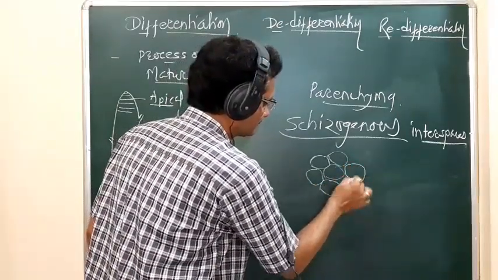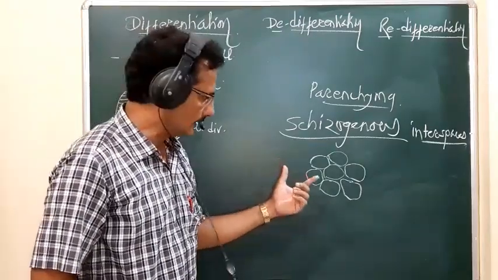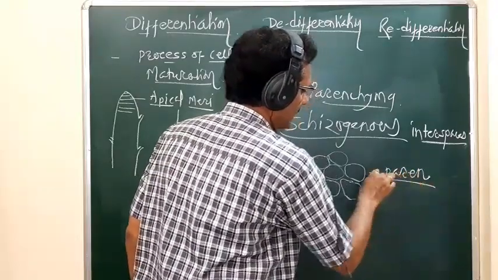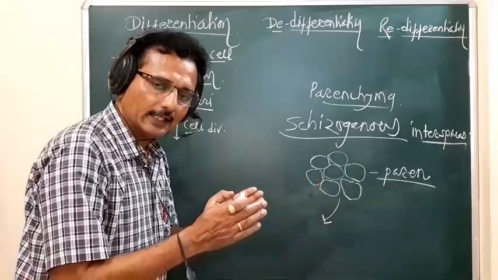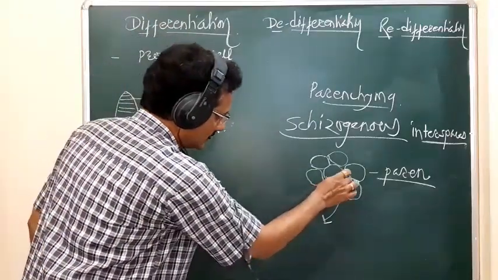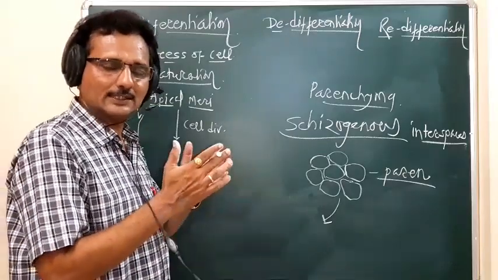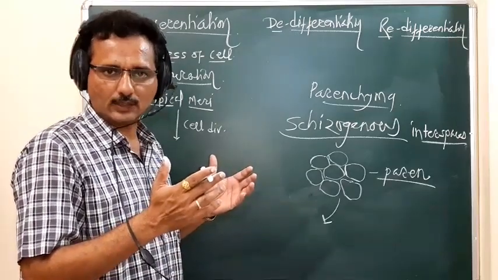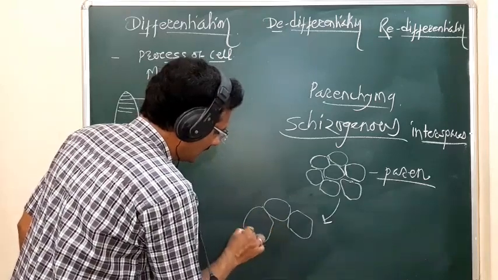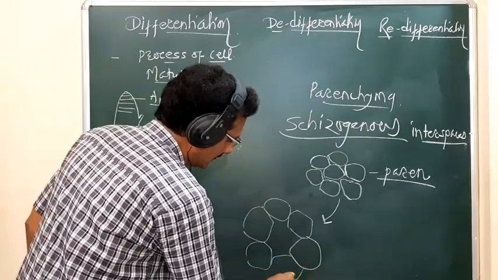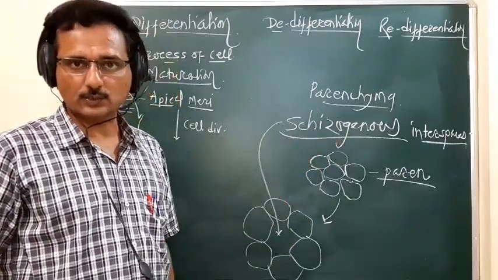But what happens, student? There is a formation of the schizogenous interspaces. In case of the aquatic plant, this is the initial parenchymatous tissue, and how do they form this type of schizogenous interspaces? The cell walls of the neighboring cells get separated from each other. Means the entire cells move apart from each other. And because of that, in between, such a type of large cavity is generated. That cavity is called the schizogenous cavity, or schizogenous interspaces.